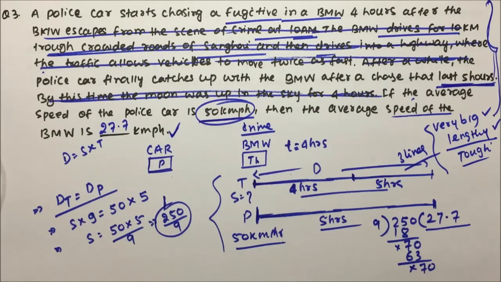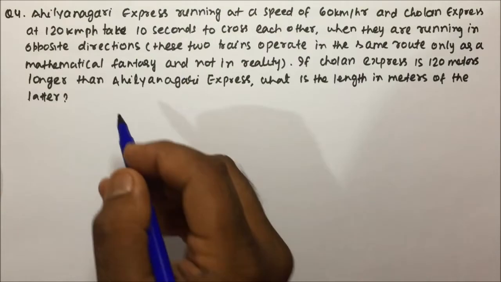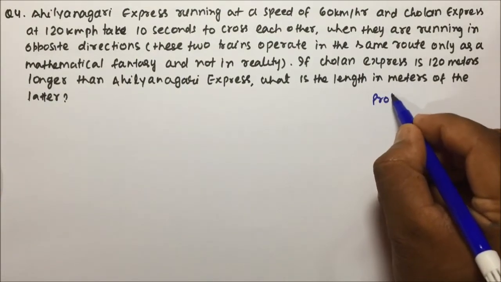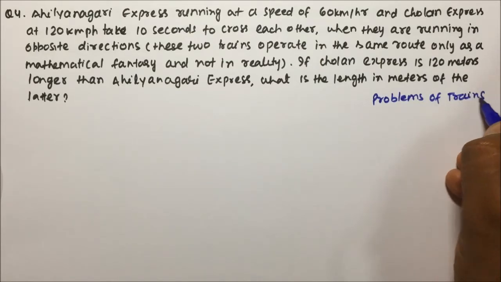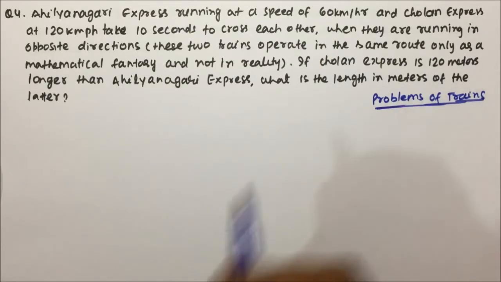Now moving towards the next question, which is question number 4. Question number 4 is a question from problems on trains. Friends, I have not taken a separate topic on problems on trains, because I know you will be easily able to understand this question and you will be easily able to do it in the exam.